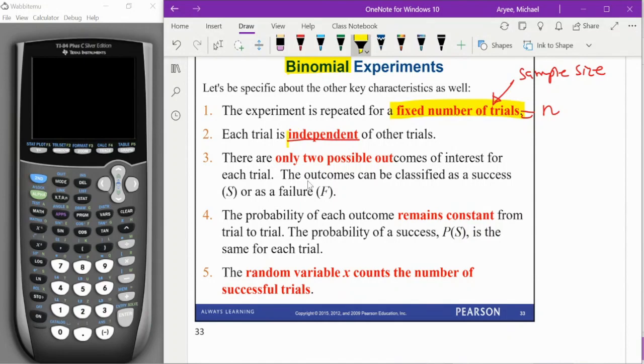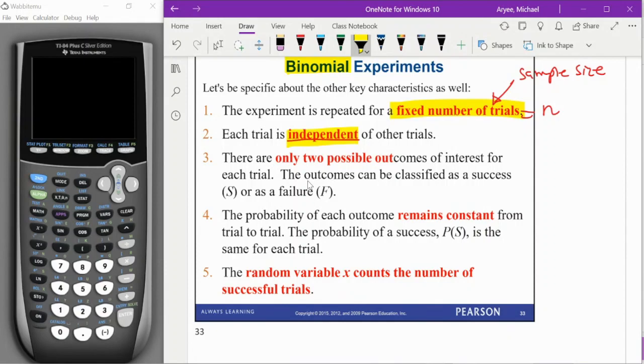We learned about independence in the early part of chapter 3, when we were looking at dependent and independent events. We said two events are independent if the occurrence of one does not affect the probability of the occurrence of the other.